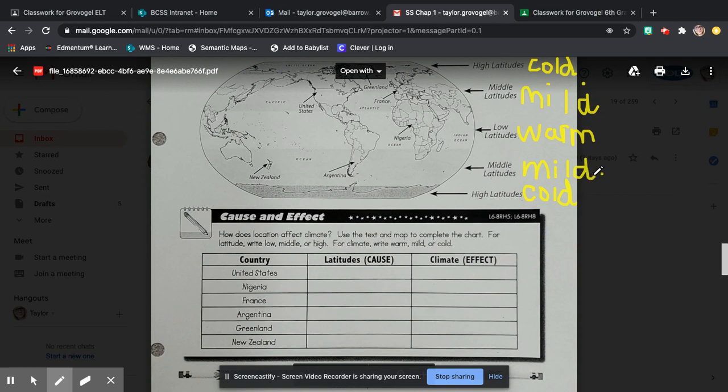Let's do the first one together. So this is the United States. So for latitude, we're either going to write whether it's in the low, middle, or high. So here's the United States. We can see that the United States is in the middle latitudes. So you're going to write middle. And since we know that it's in the middle latitudes, we know that its climate is mild because we have labeled our map.